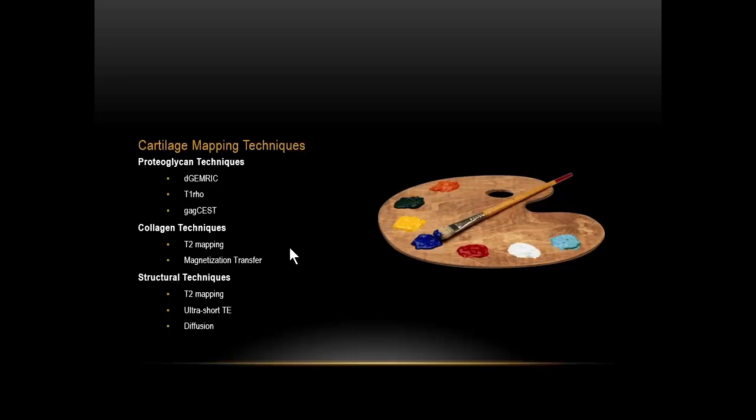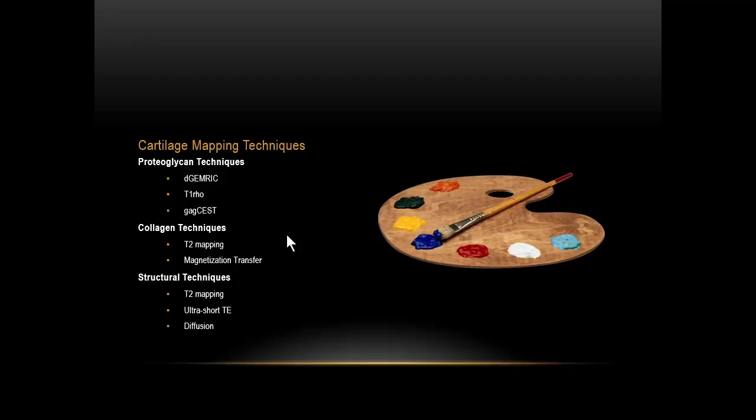Similarly, we have other techniques that focus more on the type 2 collagen matrix within articular cartilage. T2 mapping, which is one that's pretty much available now either as a works in progress or standard tool on most manufacturers. Magnetization transfer, which was one of the early techniques people looked at for evaluating collagen. And then we have other types of techniques that focus not so much on the composition of the articular cartilage, but on the ultrastructure of it.